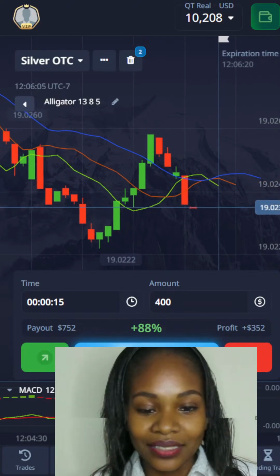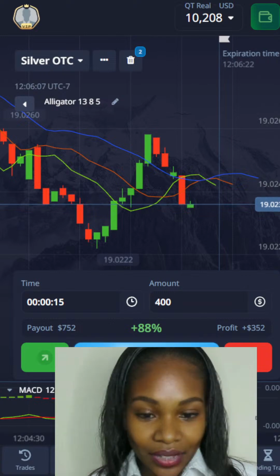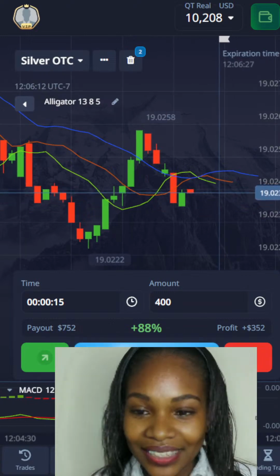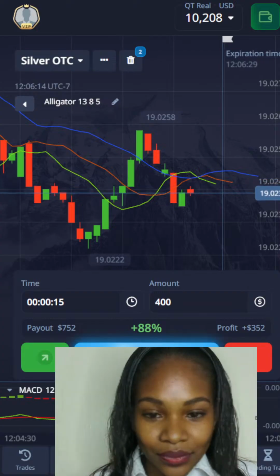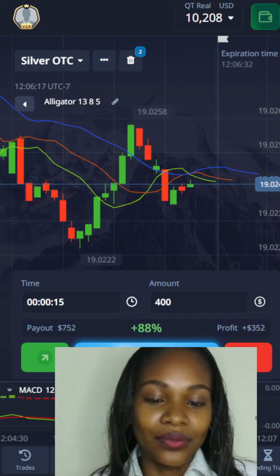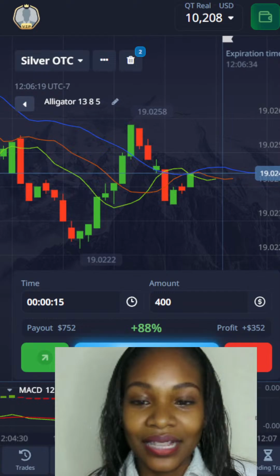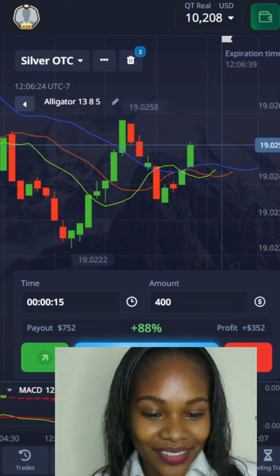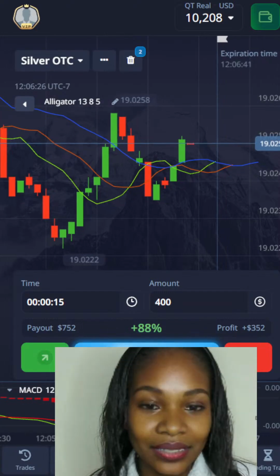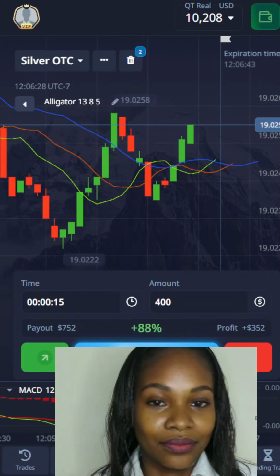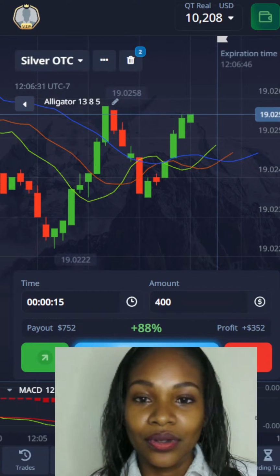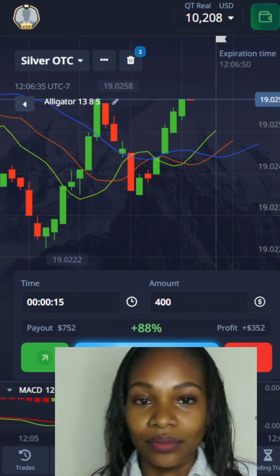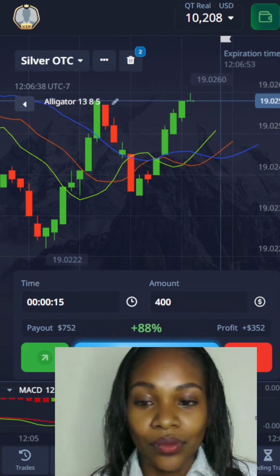Okay, so 400 US dollars, 15 seconds, as you see over there, still with my indicators, but we all know by now that I'm using pure price action as my strategy. So today I'm going to still be talking about it. I know at least a few of you who have been here for the longest time know very well what I look out for in my strategy, what I look out for before my entries.